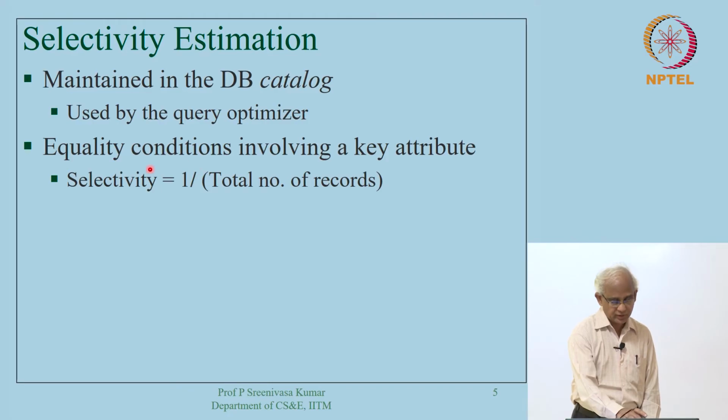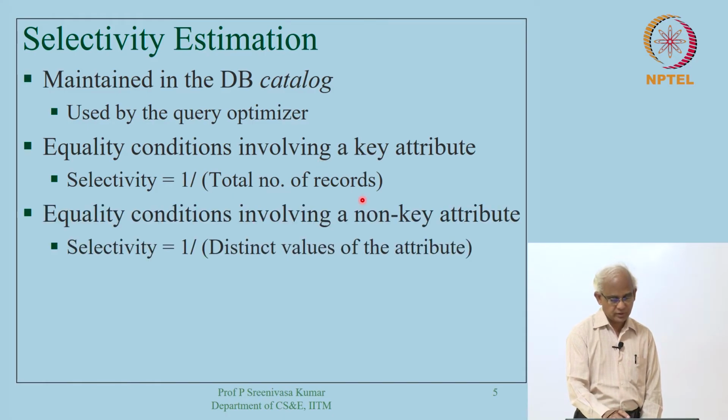So, for example, if there are equality conditions involving a key attribute, then you can use these rough formulas for finding out the selectivities, even if you do not have the selectivities. The selectivity involving a key attribute is 1 by the total number of records in the relation.